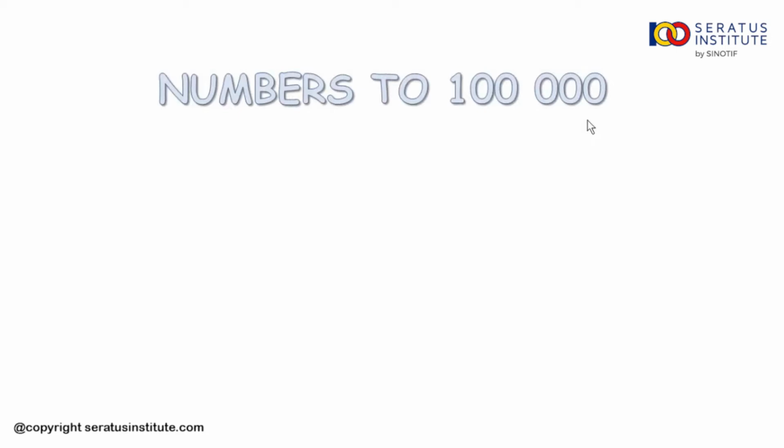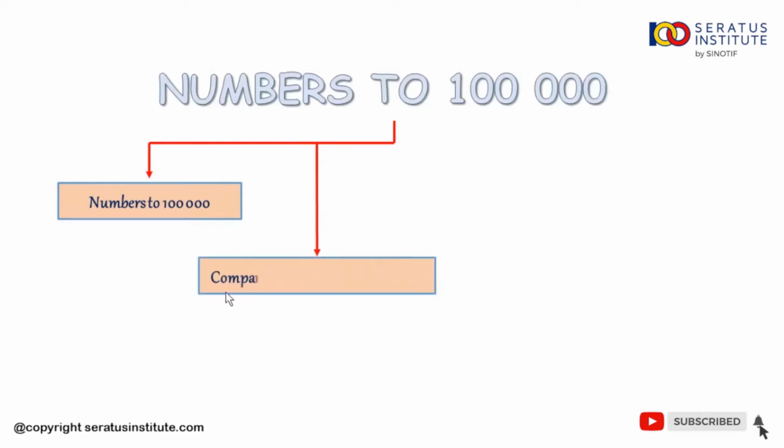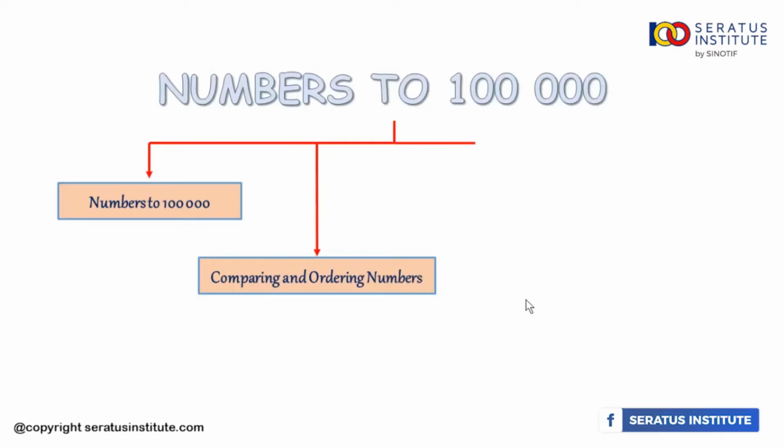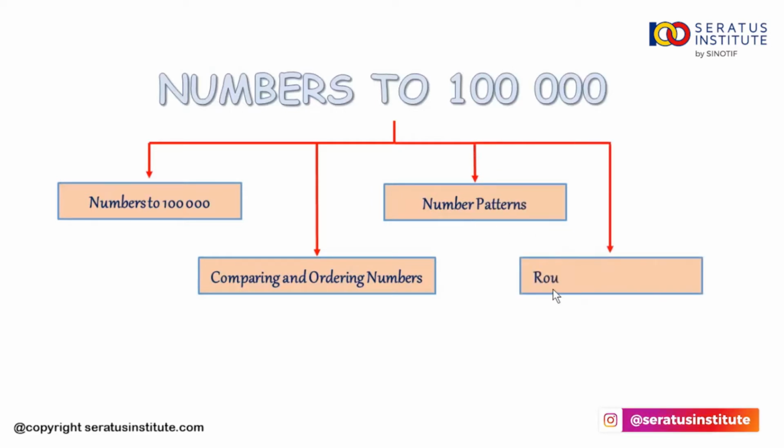This time we are going to talk about numbers to 100,000. For this chapter there are 4 sections that I will explain to you. The first one is numbers to 100,000. The second is comparing and ordering numbers. The third is number patterns. And the last one is rounding and estimation.